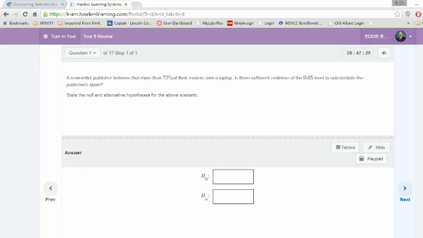Problem 1: Does a newsletter publisher believe that more than 72% of their readers own a laptop? More than 72%, that's usually more than, less than, or equal to, something like that, and that's pretty important in the problem. There is sufficient evidence at the 0.05 level to substantiate the publisher's claim, or is there not sufficient evidence? All right, state the null and alternate hypothesis for the above scenario.